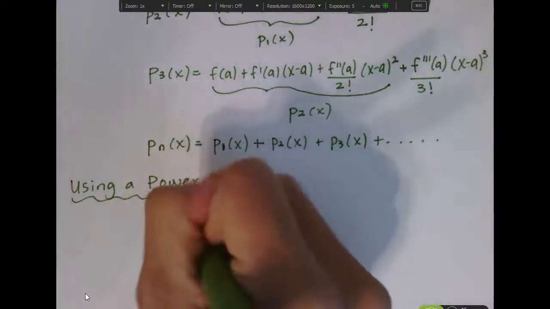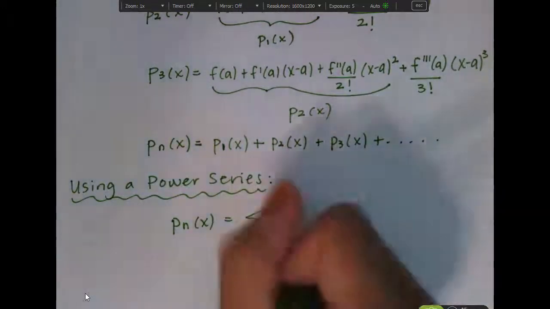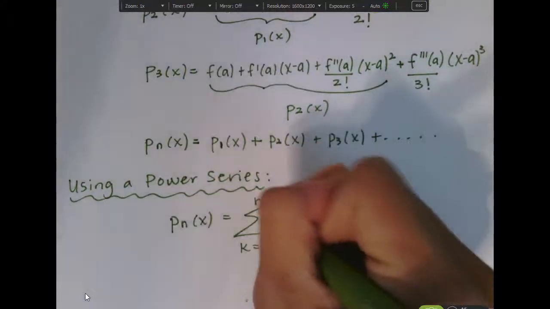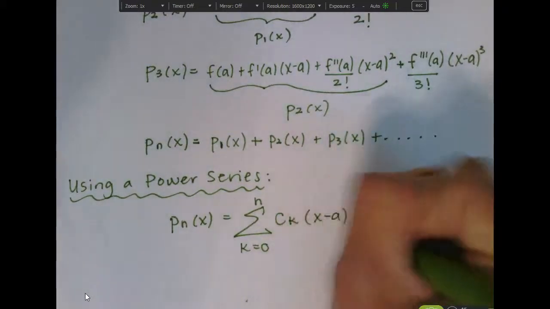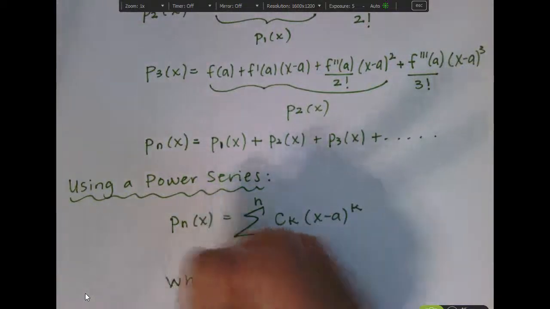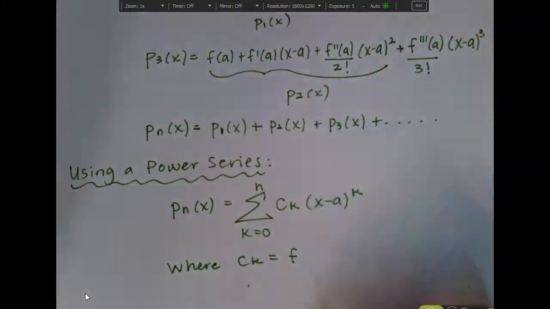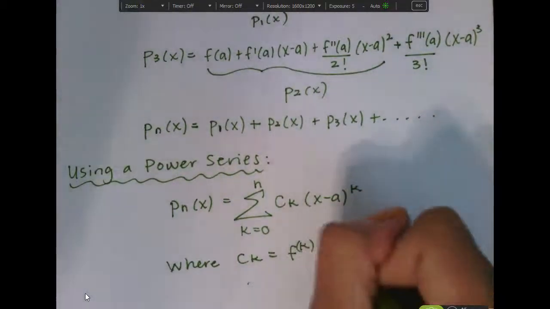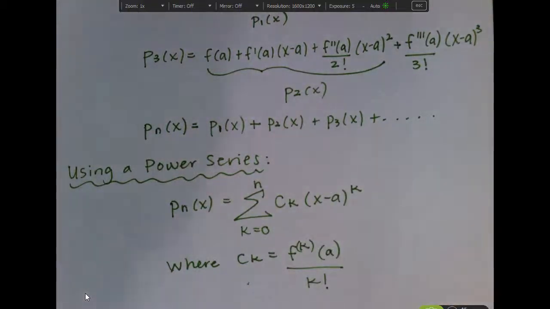So we can say that our nth degree polynomial approximation is expressed by the sum starting with k equals 0 all the way up to n of each coefficient times x minus a to the k power, where the calculation of the coefficients is always formed by taking the kth derivative of the function, evaluating it at a, and dividing it by k factorial.